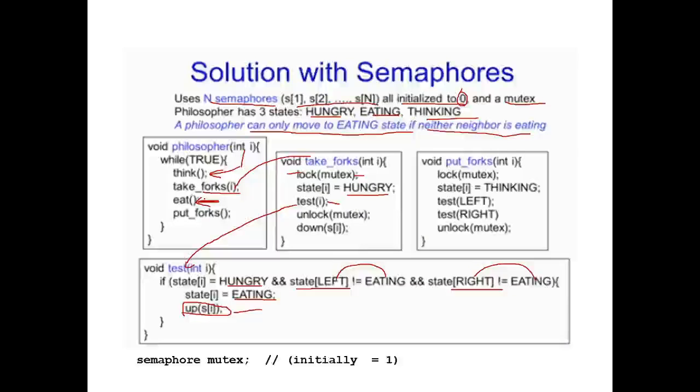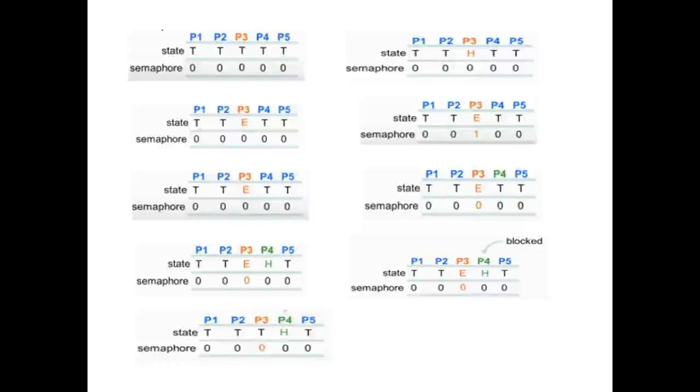Now when the process finishes its eating, it is going to execute the put forks method. It will call this method. In this method it is going to first acquire the lock, then from the eating state change its state to thinking, and then it is going to execute left and right, meaning it is going to put down first the left chopstick and then the right chopstick, and then it is going to unlock. So this algorithm will solve the synchronization between all these processes, and the chopsticks will be shared among all the processes equally.